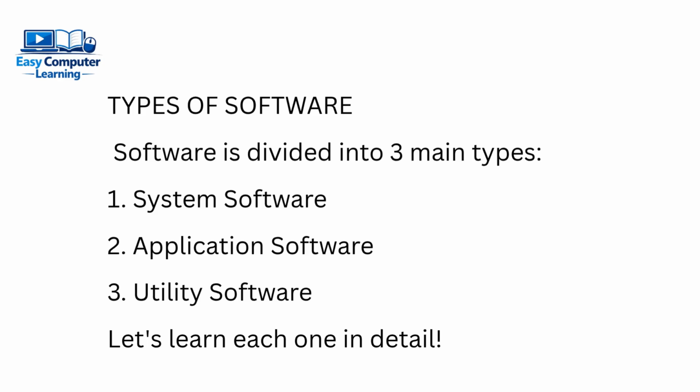Types of software. Software is divided into three main types. 1. System software. 2. Application software. 3. Utility software. Let's learn each one in detail.